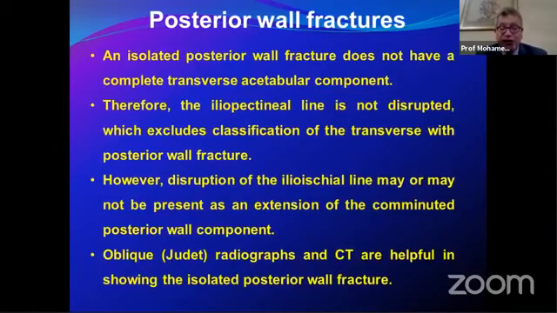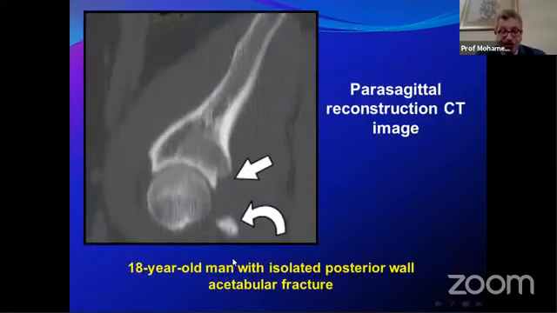Therefore the iliopectineal line is not disrupted. You have to know this quite well. The iliopectineal line is not disrupted, which excludes classification of transverse with posterior wall. So in posterior wall only, isolated posterior wall, the iliopectineal line is maintained. However, disruption of the ilioischial line may or may not be present as an extension of the comminuted posterior wall fracture. I have to diagnose it by oblique radiographs, and CT is helpful in showing the isolated posterior wall fracture. This is the CT showing the isolated posterior wall fracture.